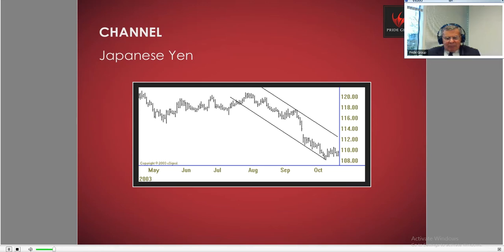So I have a question. Yes. When we see this particular chart, which is of Japanese yen, which shows two descending lines, how do we interpret this?